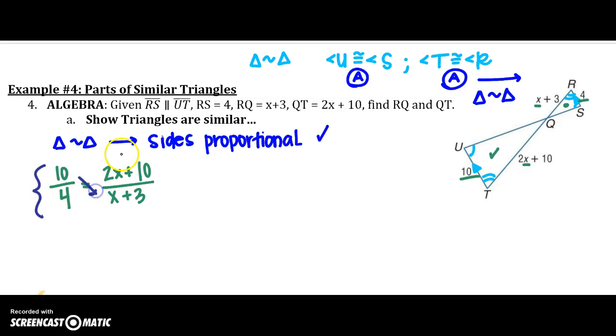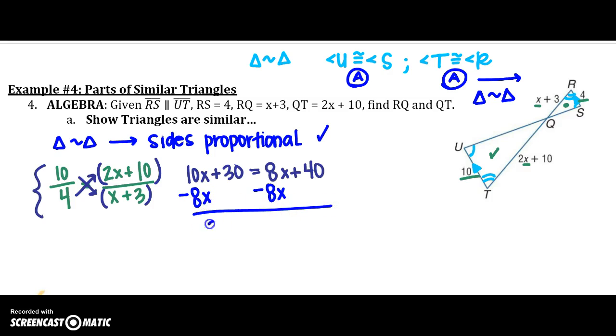So I'm going to cross multiply 10x plus 30. Remember to distribute because that goes together. Equals 8x plus 40, again going together, moving with each other. I'm going to subtract 8x from both sides, so I get 2x plus 30 equals 40, subtracting 30 from both sides. 2x equals 10, so x equals 5.